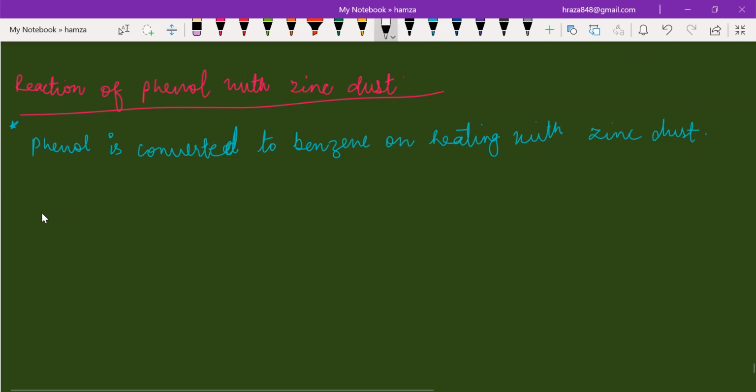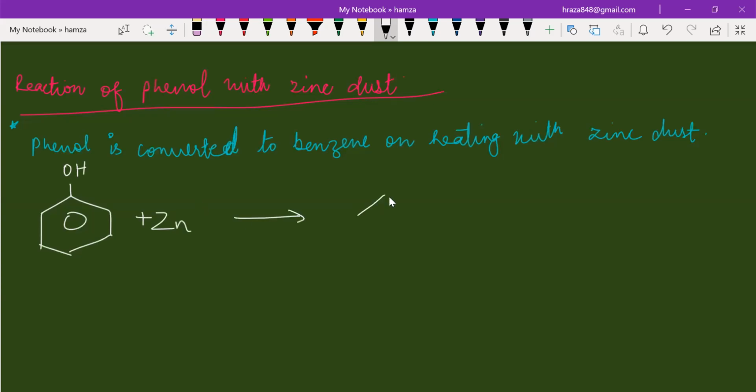It's very easy. If you have this phenol and you react it with zinc, then the oxygen in phenol will be gained by the zinc and it will become ZnO. And it just converts phenol into benzene.